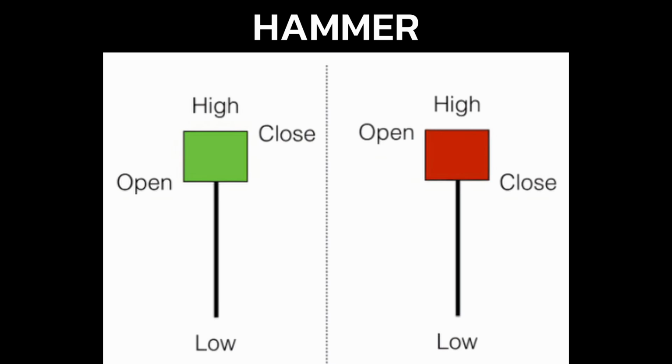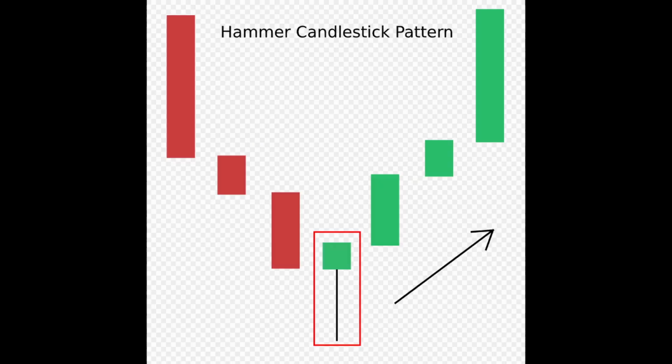The second indicator is called the hammer. This candle has a small body and a long lower wick and is specifically located at the bottom of a downtrend. It is bullish in nature and indicates a potential reversal in price. If a hammer is green, meaning the closing price was higher than the opening price, it is considered to be a strong bullish indicator. A red hammer, meaning the closing price was lower than the open, is still considered bullish but is much weaker.